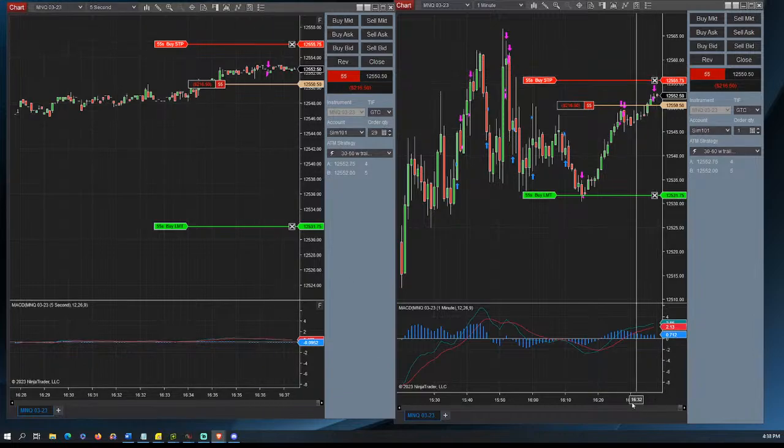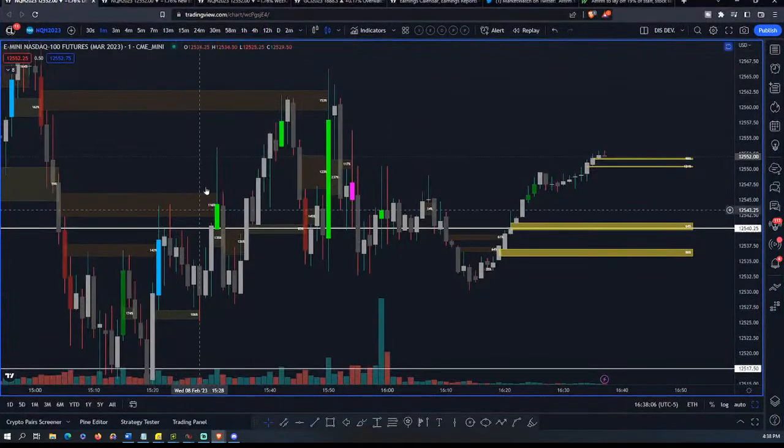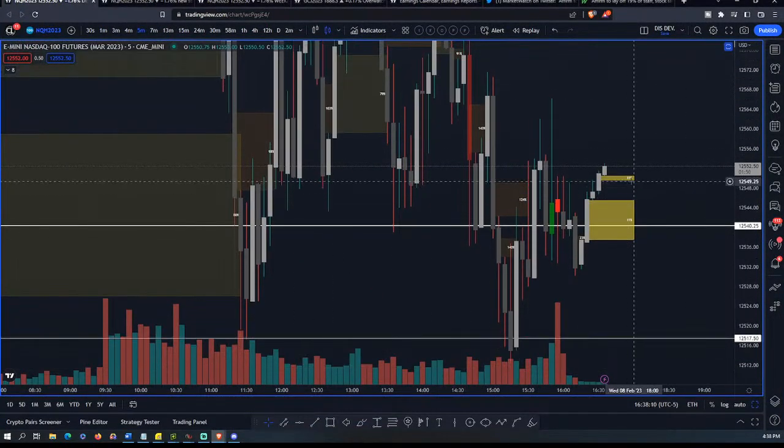Let's just pull up the charts you guys have to look at. Let's see what the chart's doing. Okay, so we got a vector, a fair value gap, and a 5-minute.